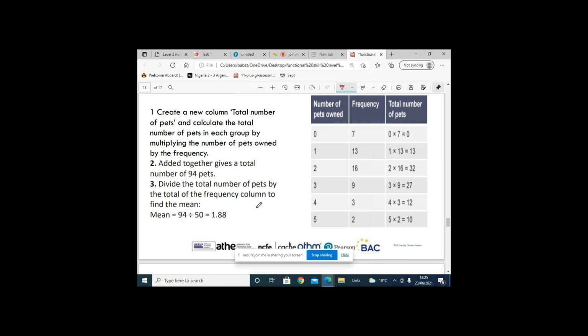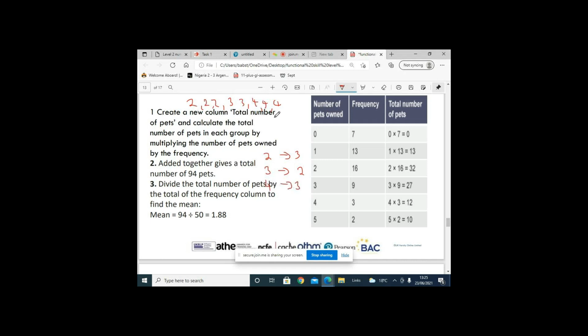Let me give you an example. So, for example, if you have 2, 2, 2, 3, 3, 4, 4, 4. If you put these numbers in a frequency table, 2 occurred how many times? 3. 3 occurred how many times? 2. Then 4 occurred how many times? 3.